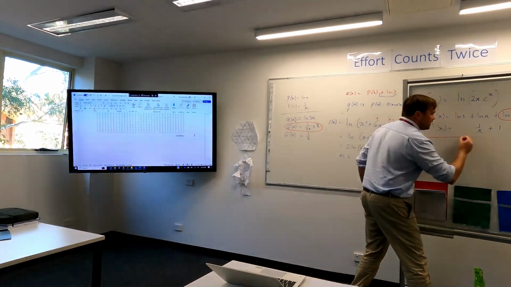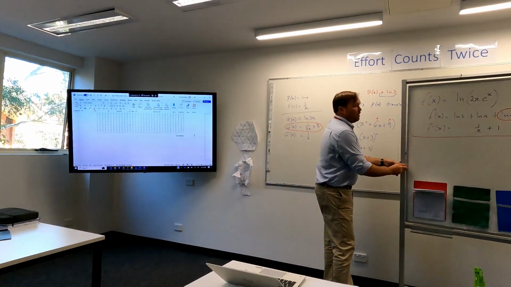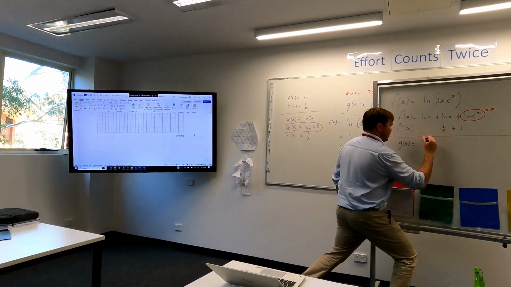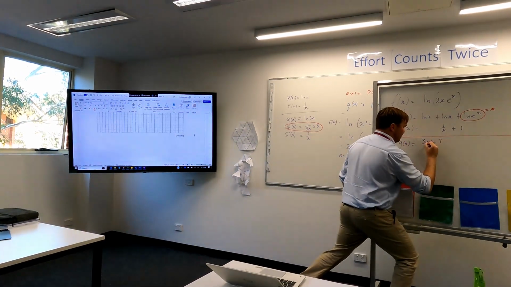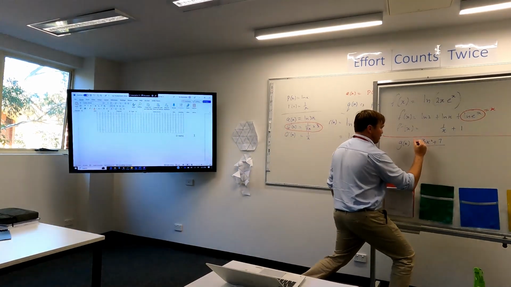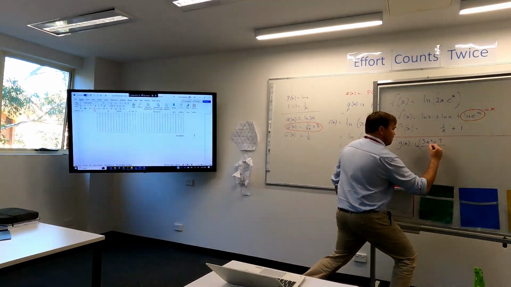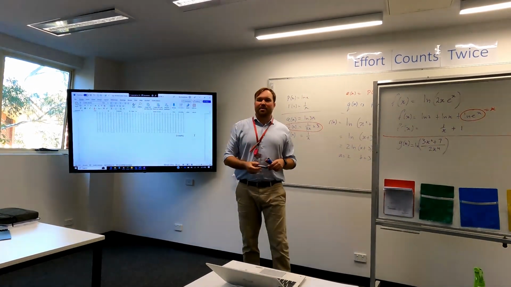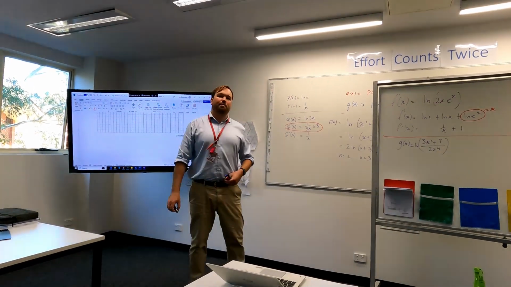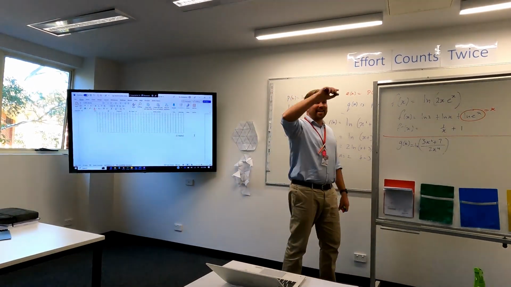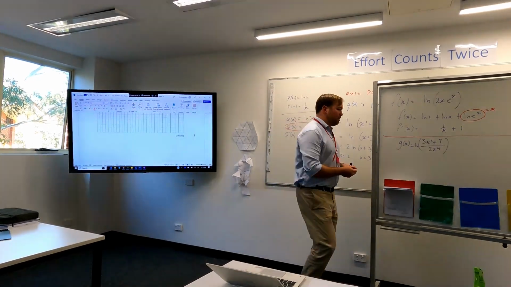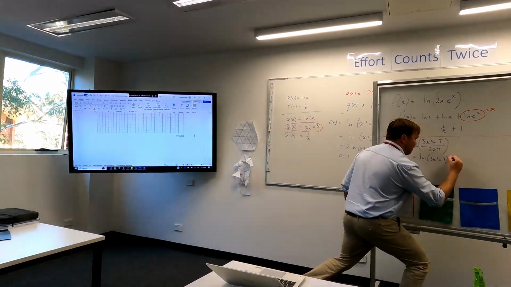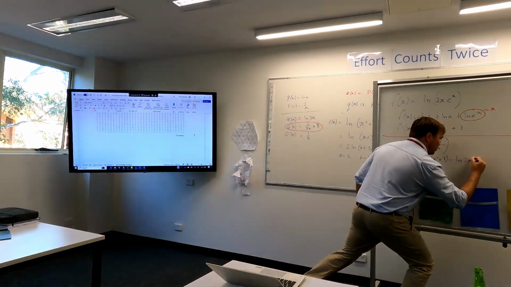We'll do one more. The one more is g of x equals the natural log of 3x squared plus 7 over 2x to the power of 4, otherwise the whole question doesn't work. Good. So this then becomes ln(3x squared plus 7) minus ln(2x to the 4).